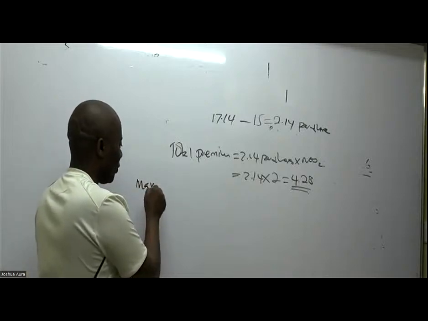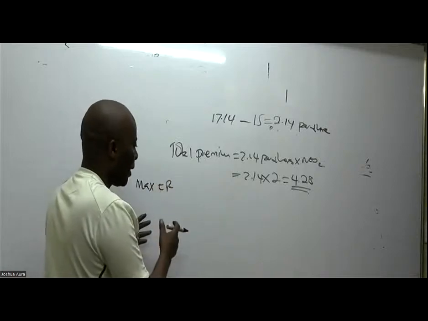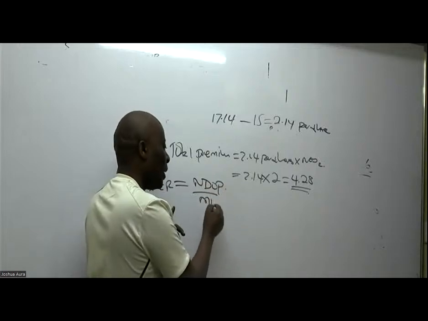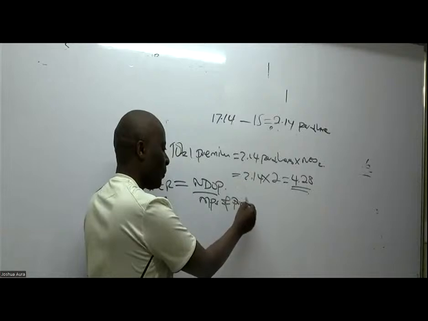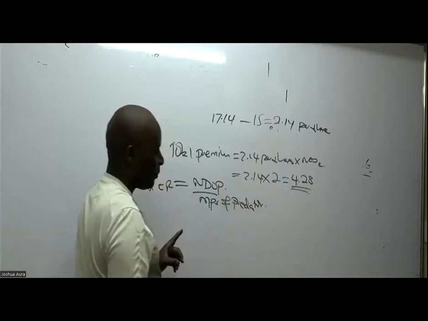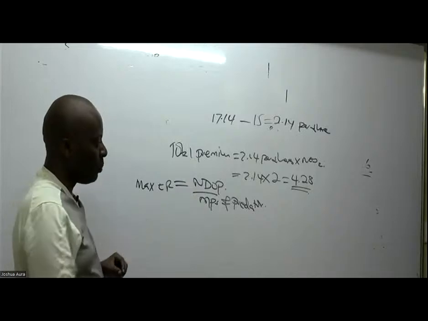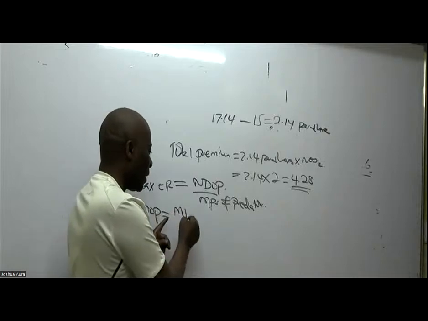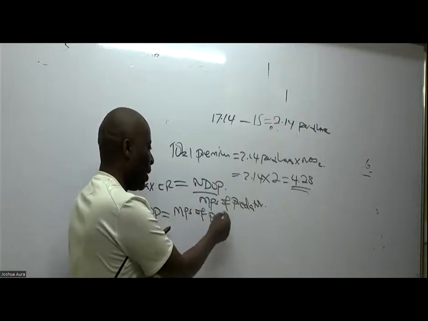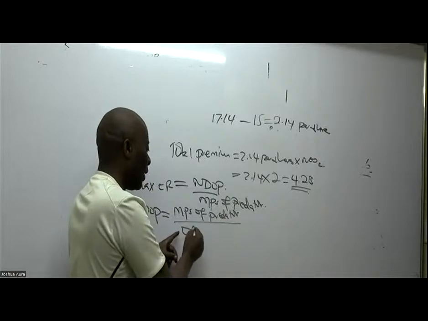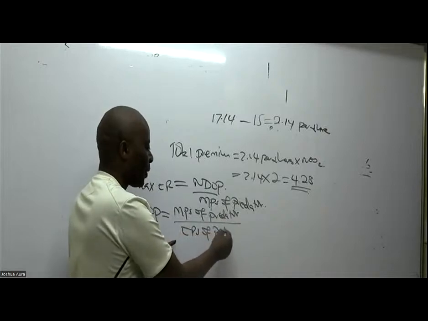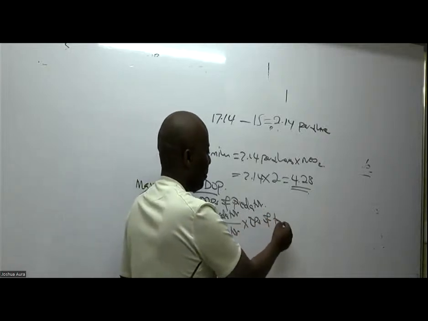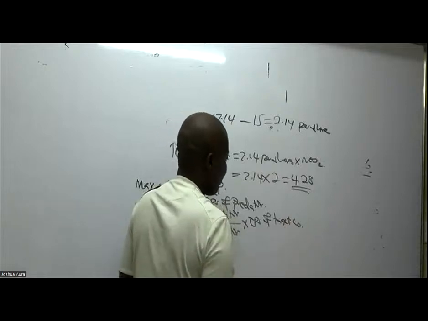This maximum exchange ratio, we would want a whole number. And how do you do it? So you're saying if you're using this formula, it's the NDOP divided by the MPS of who? MPS of the predator, right? And how do we get this NDOP, the non-diluting offer price? To get it, we take MPS of the predator over EPS of the predator, times EPS of the target company.